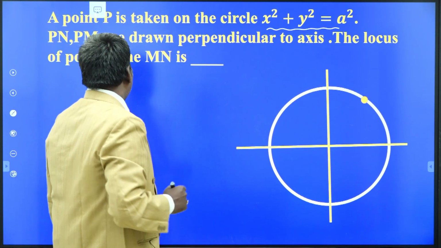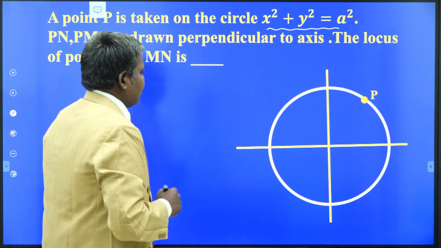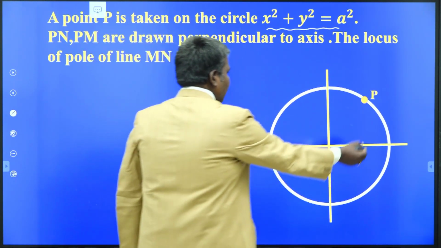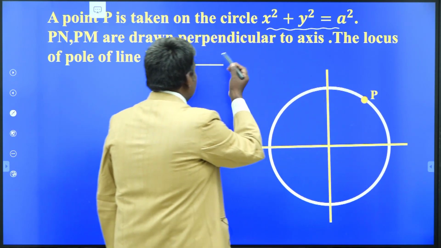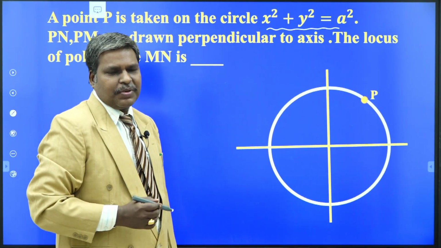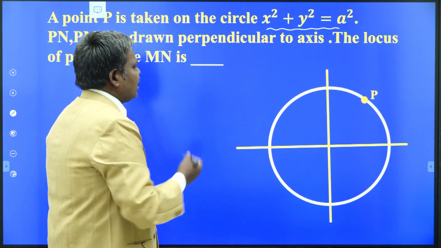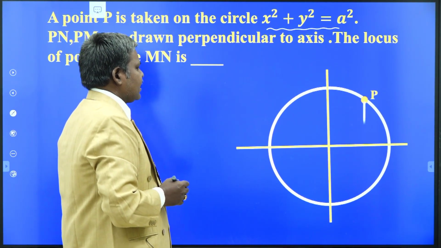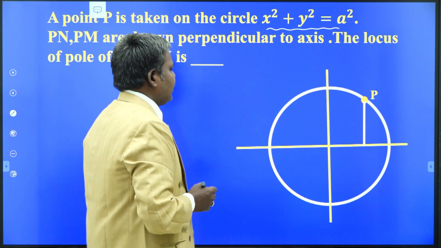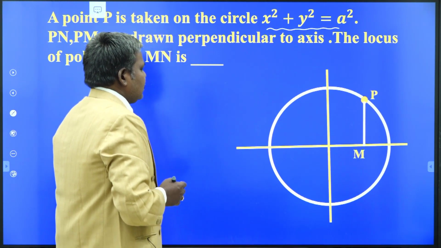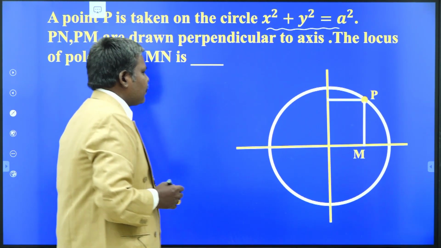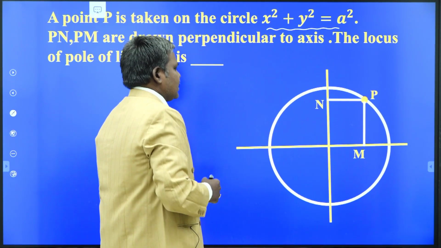This is one of the positions of the point P with respect to the circle. This is any point on the circumference of the circle. P is varying on the circle x square plus y square equal to a square, that is given to you. Next, what you have to do? You have to draw the perpendiculars from P to the coordinate axes. This is one of the perpendiculars to the x-axis. This is PM, and draw another perpendicular PN to the y-axis.